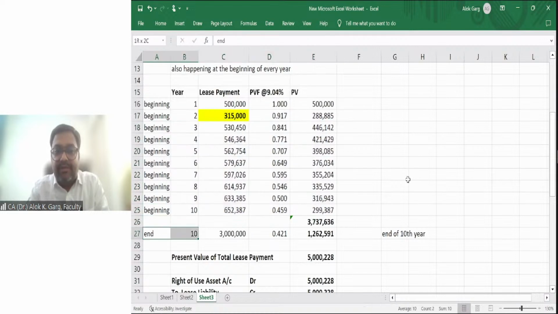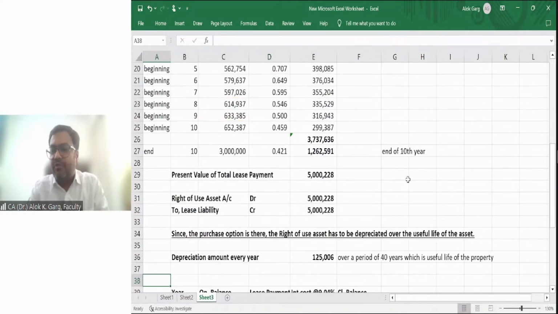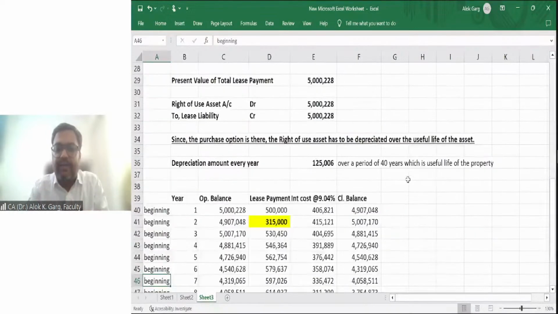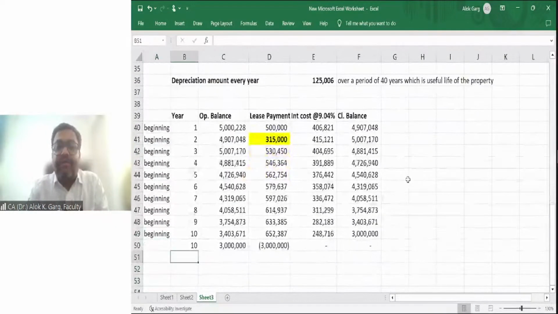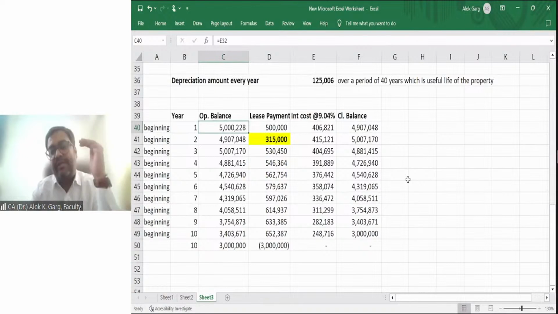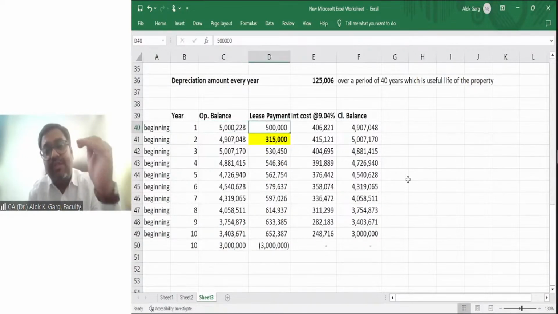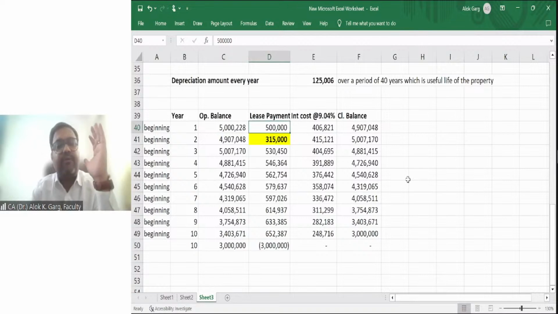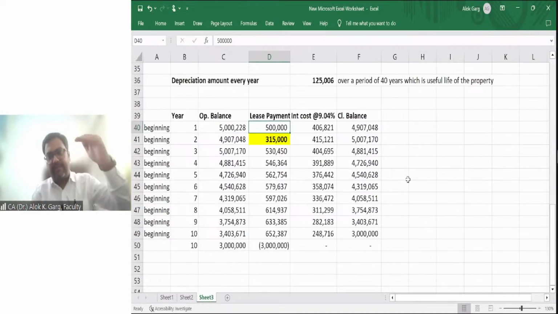30 lakh rupees is payable at the end of the year, right? This is how this 50 lakh has been calculated. Now your liability balance at the beginning of the first year is 50 lakh. Let's say on day one, the commencement date, 50 lakh liability is there. On the commencement date, the payment has been made for 5 lakh rupees, right? So on the commencement date, what is the outstanding lease liability? 45 lakh rupees, right? 45 lakh rupees.